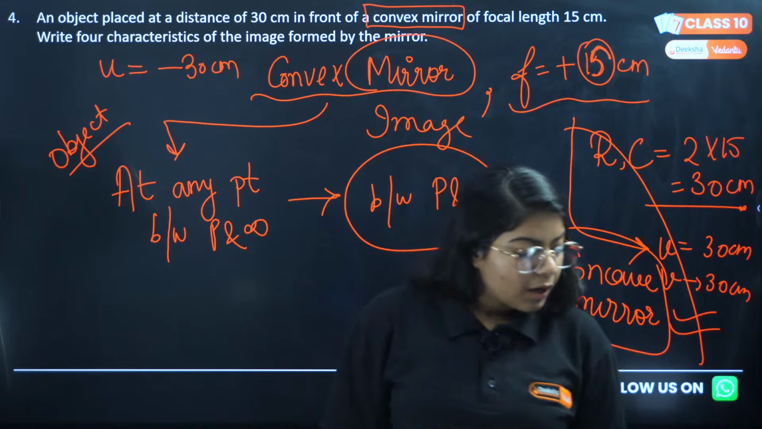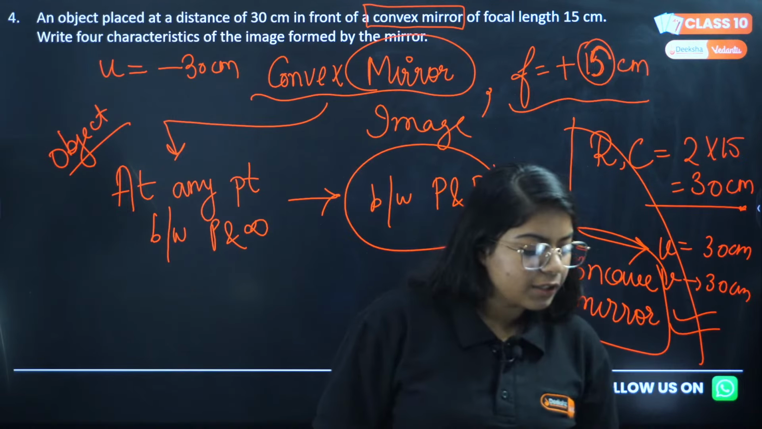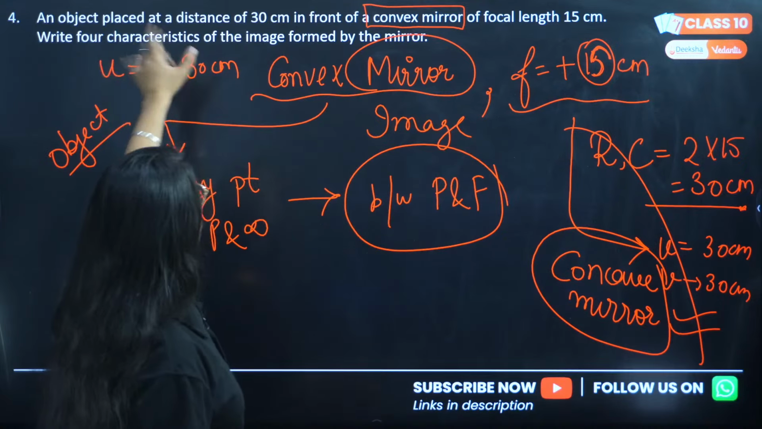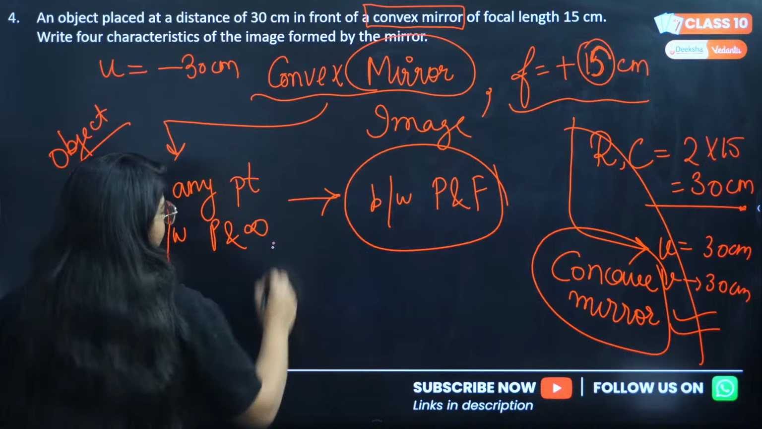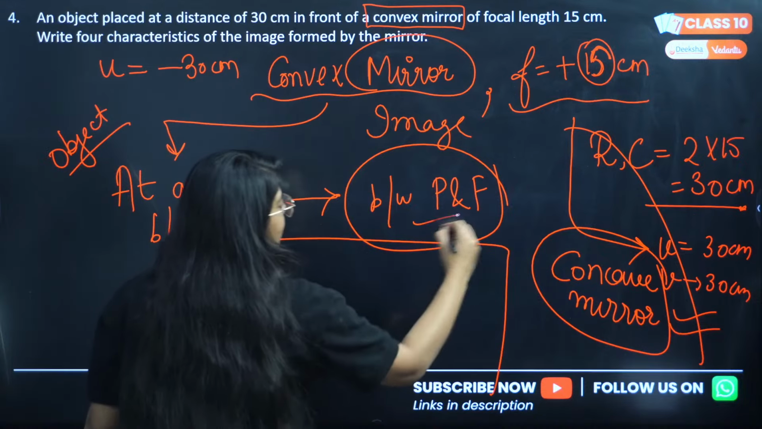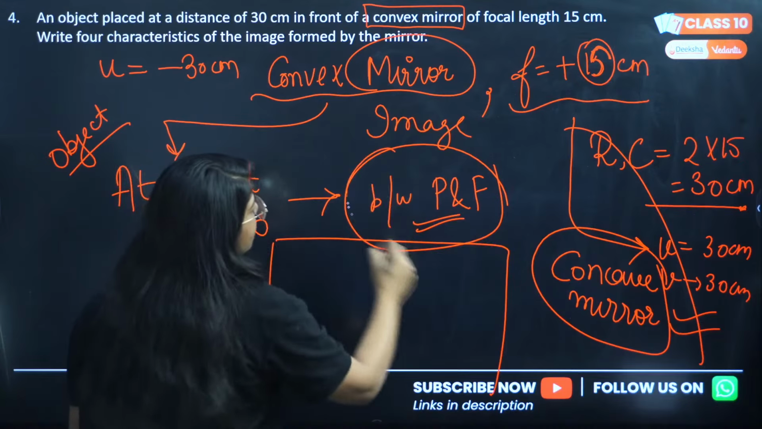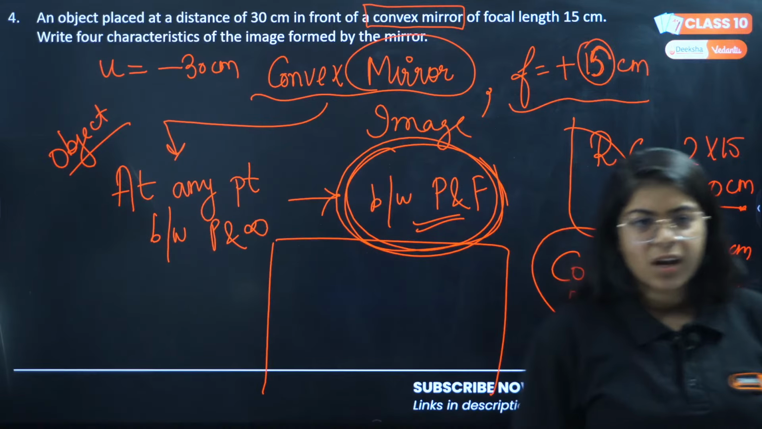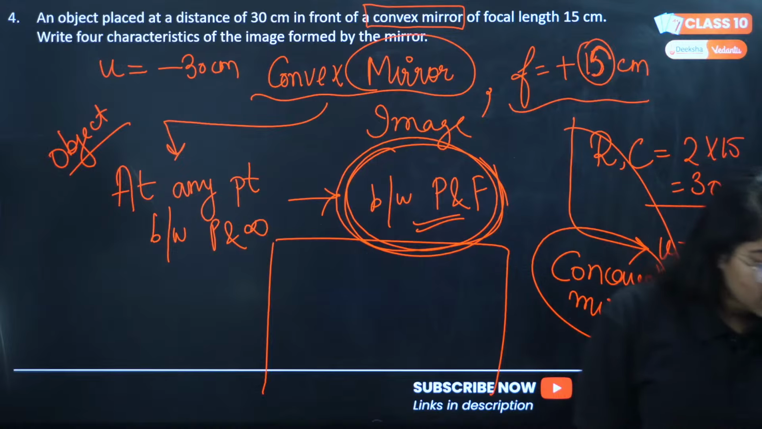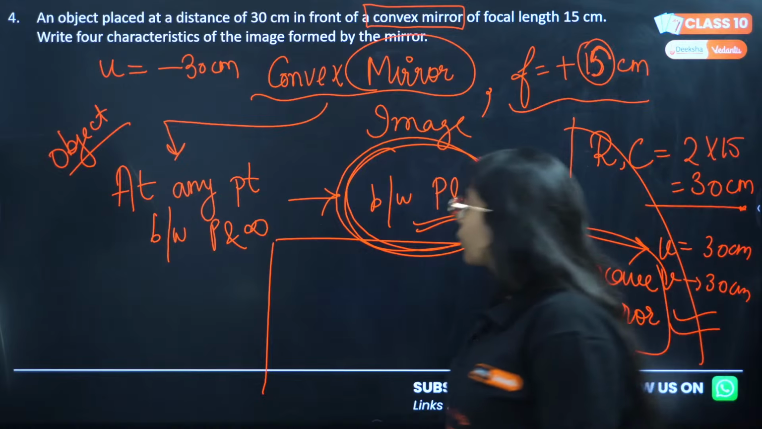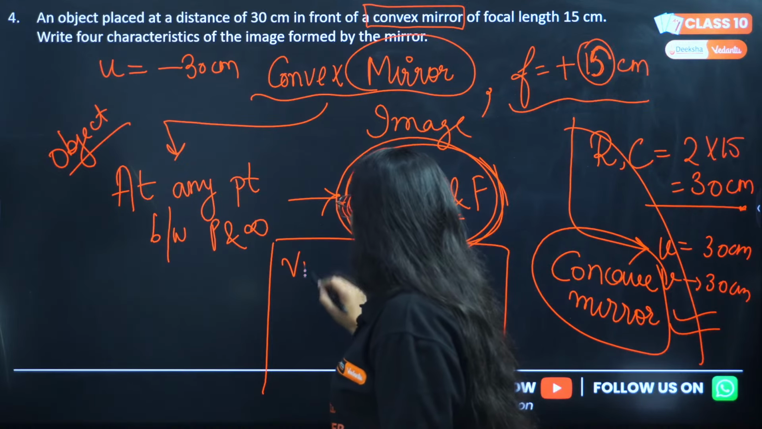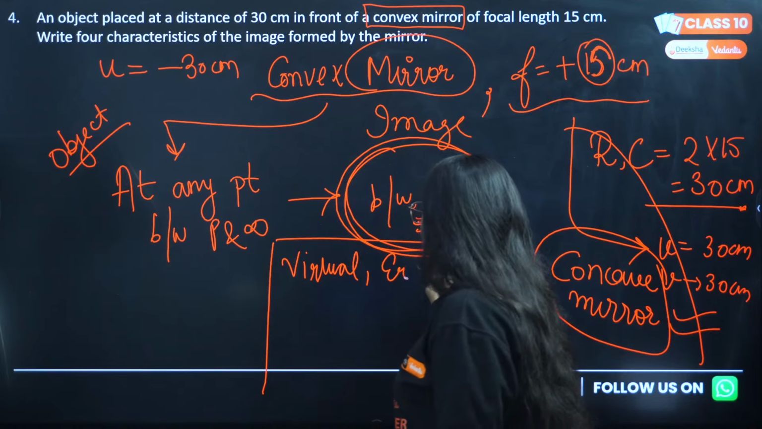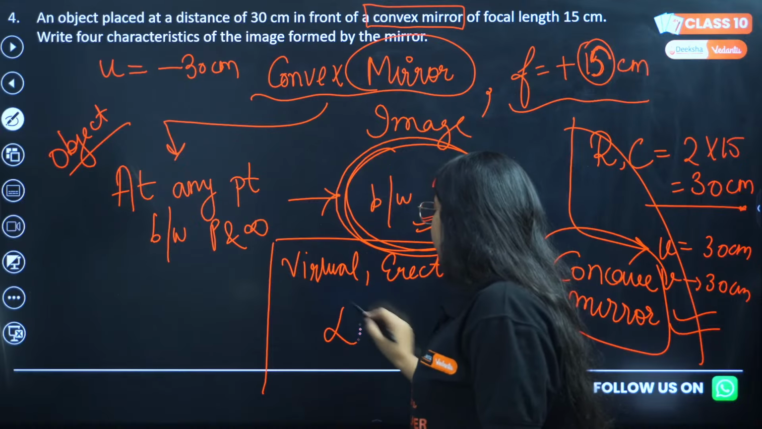Yes, Vikas is saying, yeah, correct. u is minus 30 centimeter, f is 15 centimeter. Now we have to write 4 characteristics. What will be the 4 characteristics of this image formed? First, it is formed between pole and focus. What else? You can easily write, right? For a convex mirror, the image is always virtual, always erect, and always diminished.